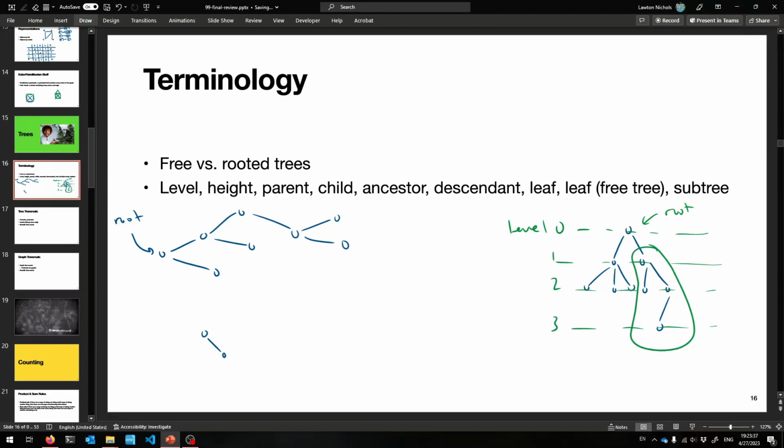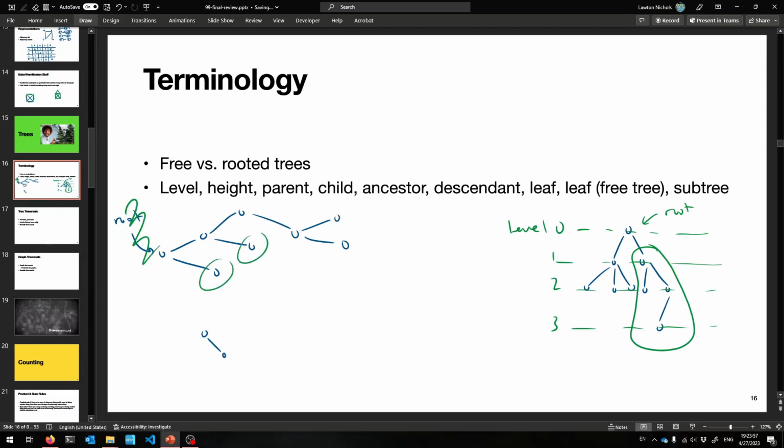A leaf in a free tree is just a node that has 1 outgoing edge, or just 1 neighbor. There is no concept of outgoing versus incoming. So this is a leaf in a free tree. This is another leaf in a free tree, for example. If this were a free tree. And pretend this didn't have a root.